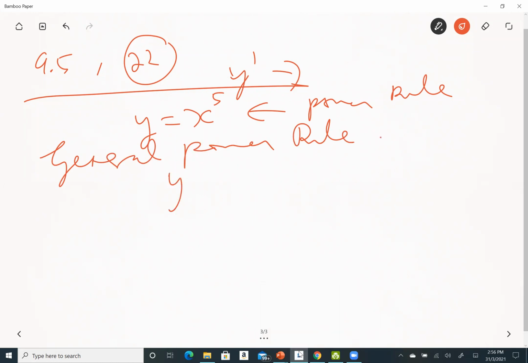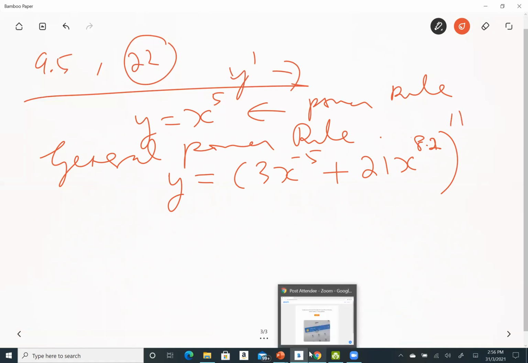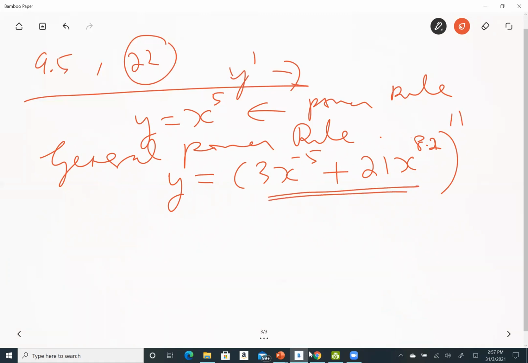Now, what about if I have the following? 3x to the power of -5 plus 21x to the power of 8.2, everything to the power of 11. You know, you have something like this. So that's where you need the general power rule.